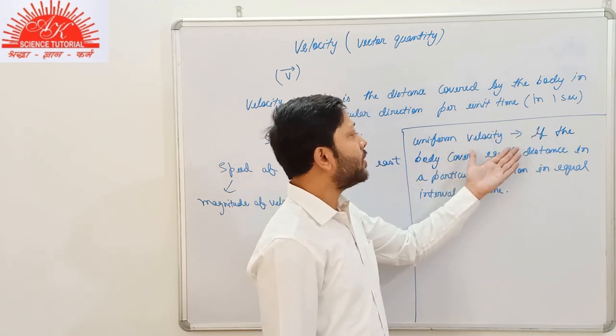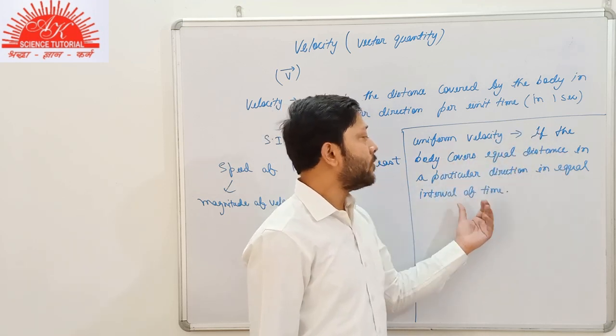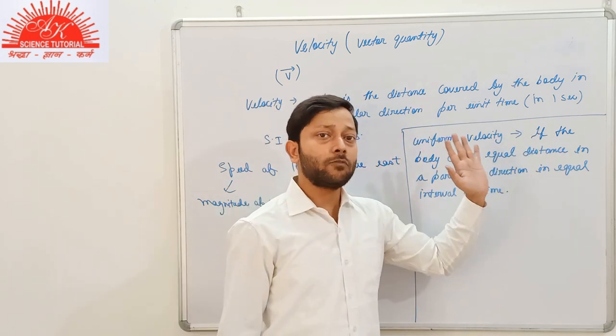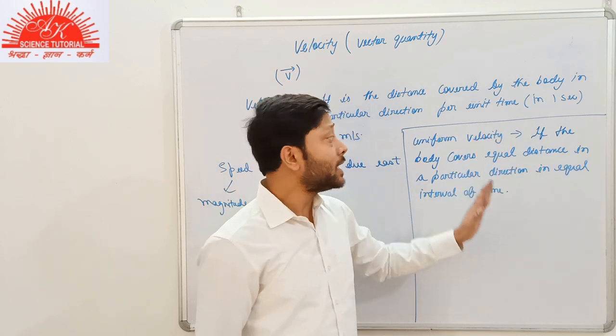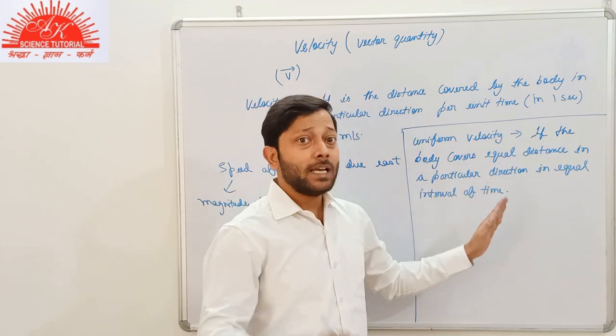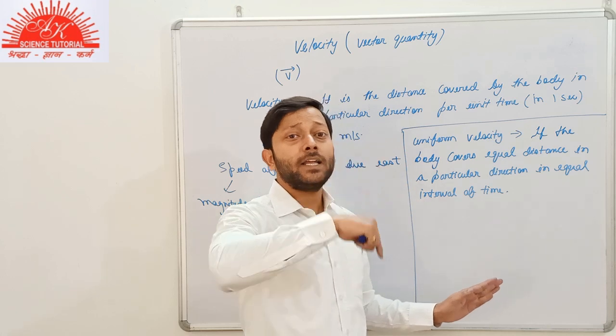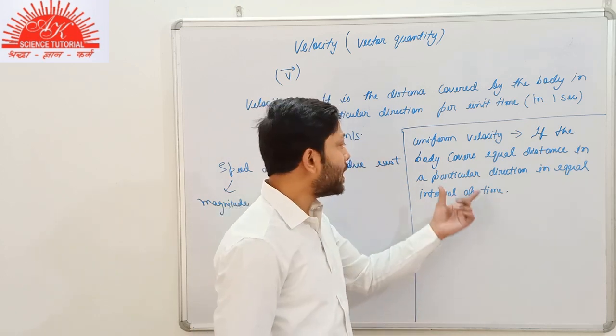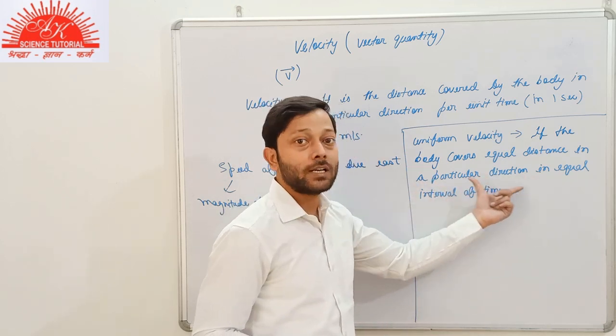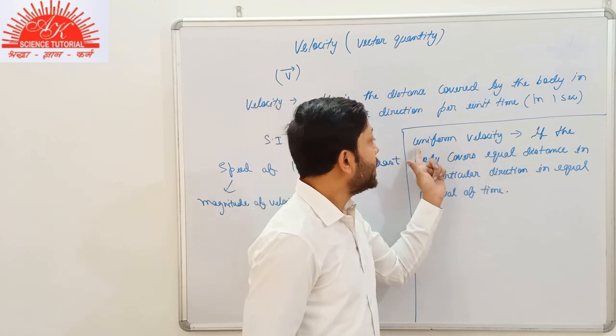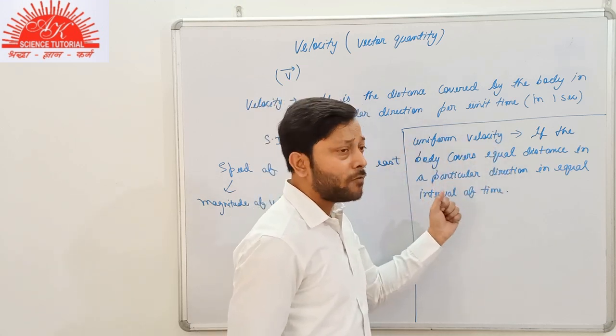If the body covers equal distance in equal interval of time, that's it. That was about uniform speed. But the only difference between uniform speed and uniform velocity, what is that part? This, the direction. So how do we define uniform velocity?